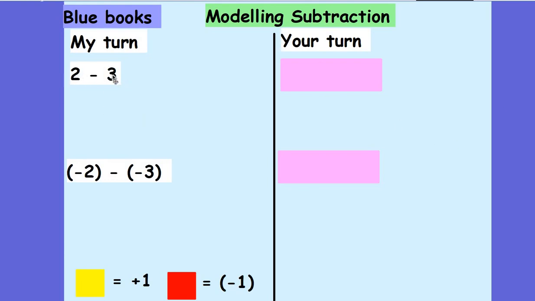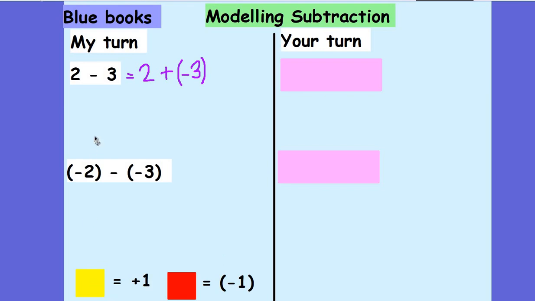Now I've got +2 subtract 3. We know that's the same as 2 plus -3. Addition of the additive inverse. 2 subtract 3 is exactly the same as 2 plus -3.